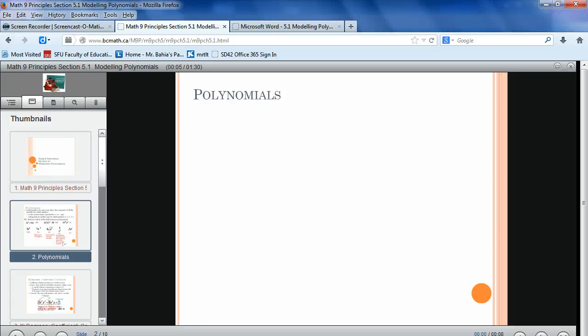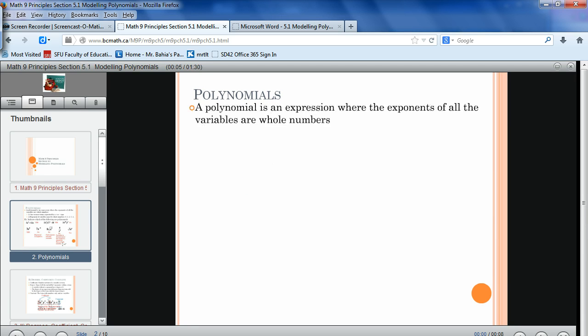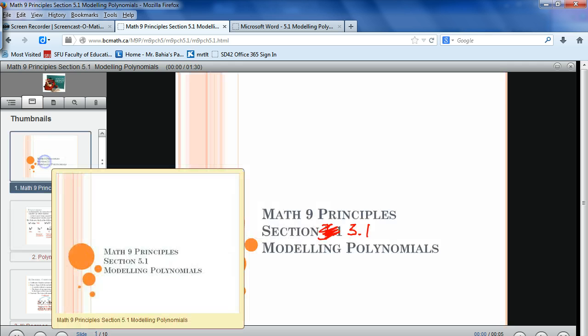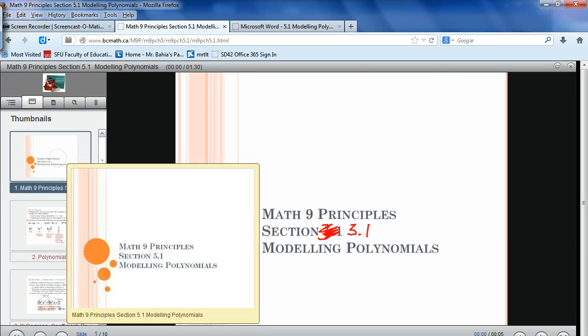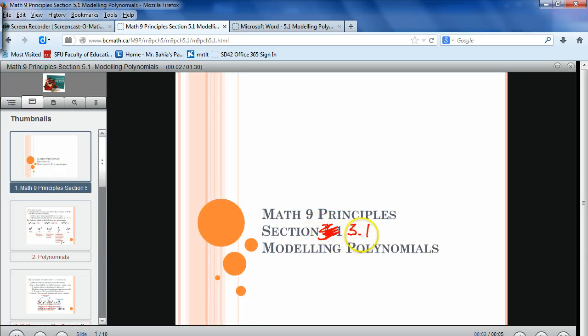So the next chapter is on polynomials. Polynomials is, well, actually, let's just get to the title screen here. This is section 3.1. So it's the first section of chapter 3, and we're looking at how polynomials look.